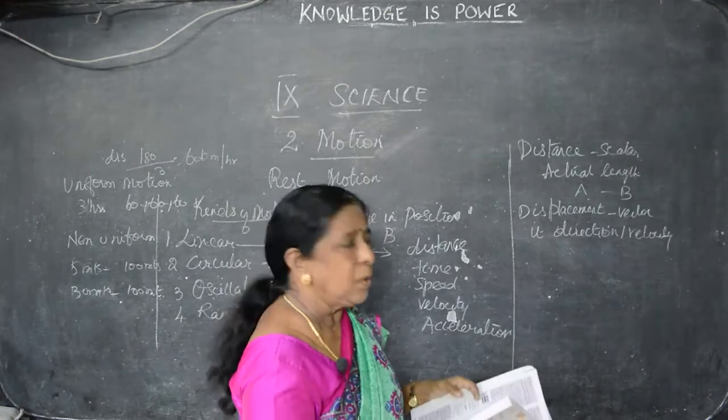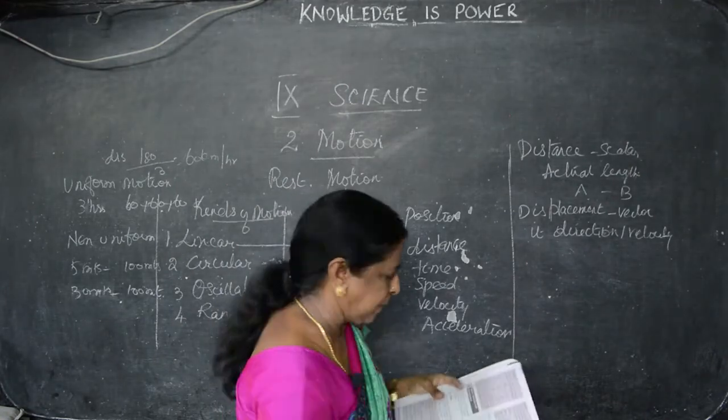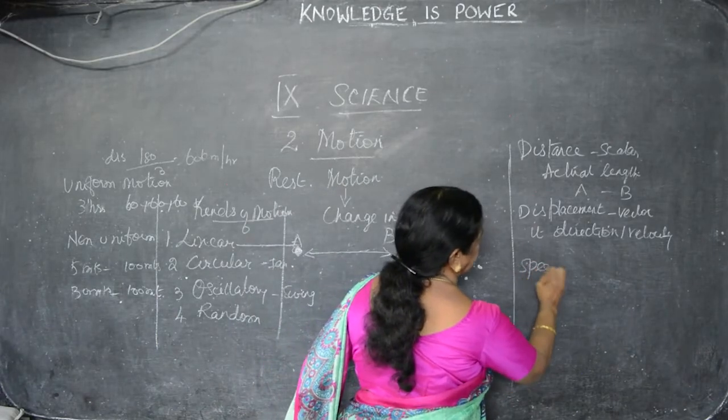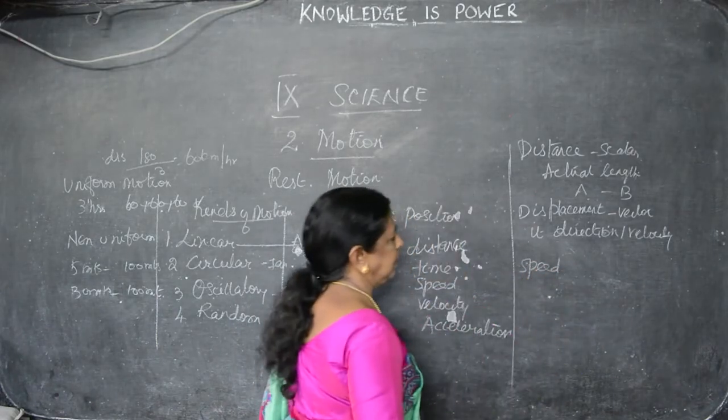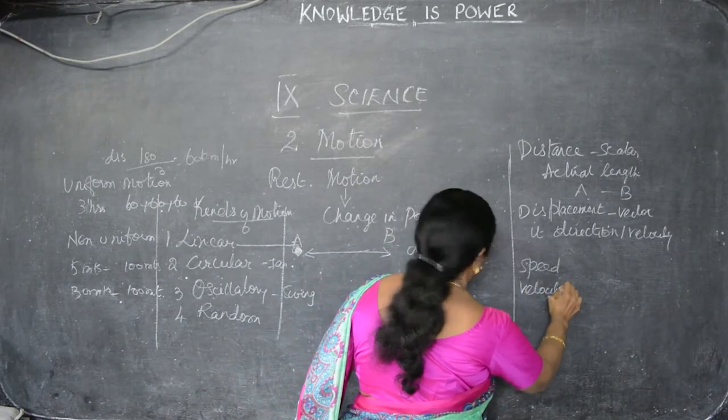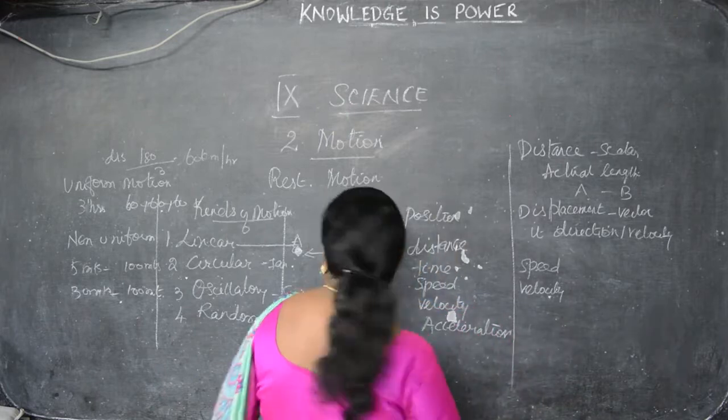Now we have to see what speed is, what velocity is, and what acceleration is. Speed I said already. Velocity is in a particular direction. We have seen all those things here. Let me write there itself.